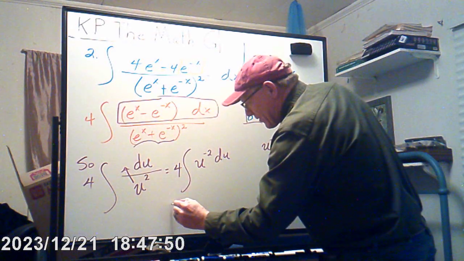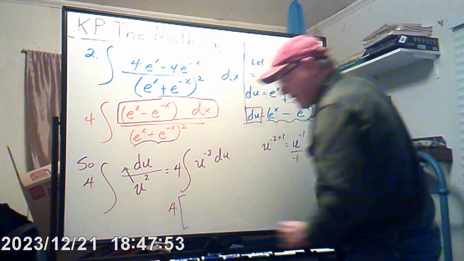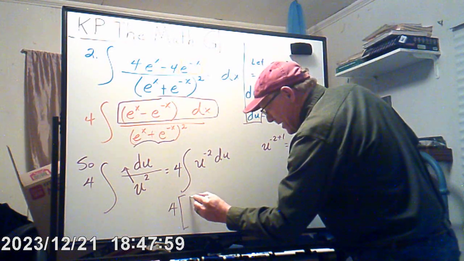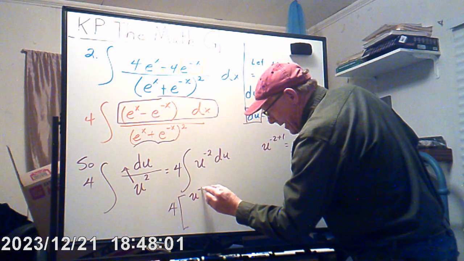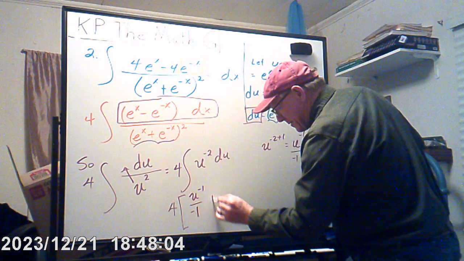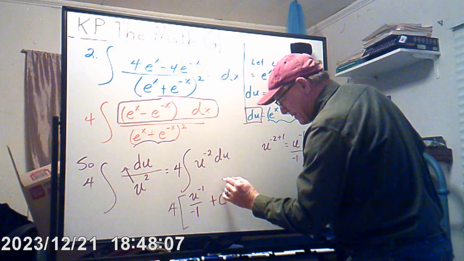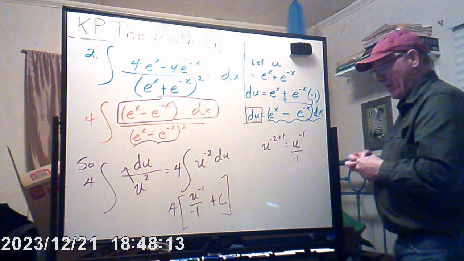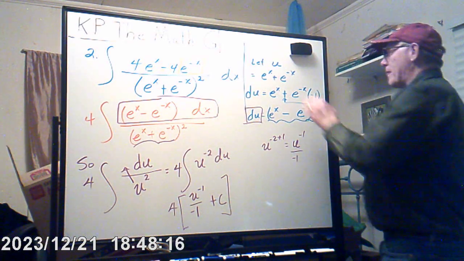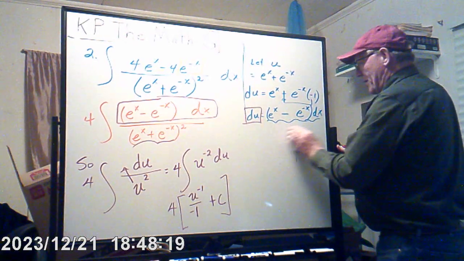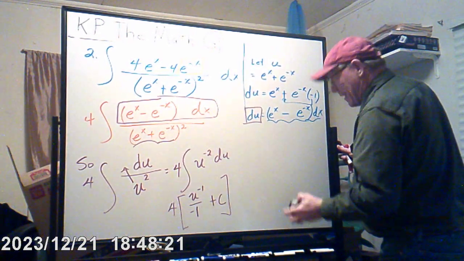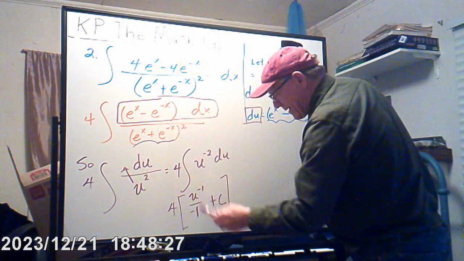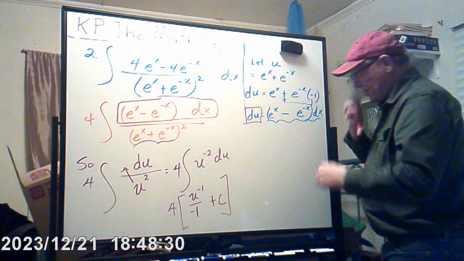Alright, don't forget you do have a 4 sitting out here, so don't forget that, like I did in the last video. Alright, so now I've got u to the negative 1 over negative 1 plus c. Okay. Now, well, I'm not done yet. All these little preliminaries that I have to do, we have to take care of these little u's. We got to substitute that, and I can rewrite this in so many different ways.